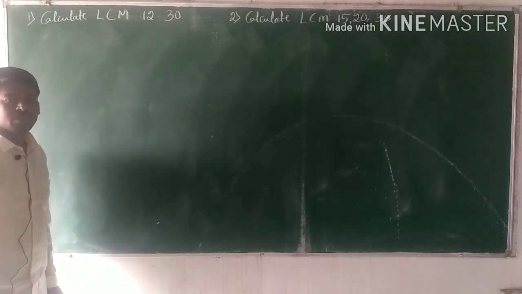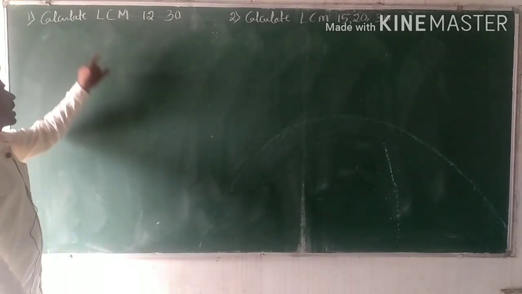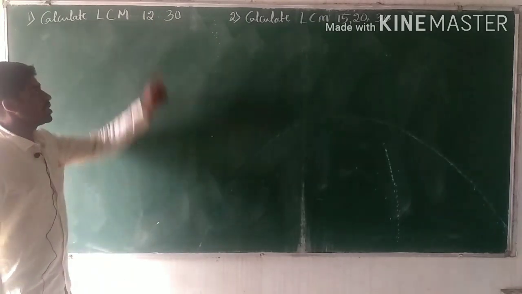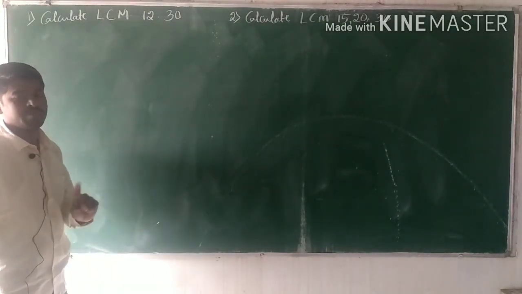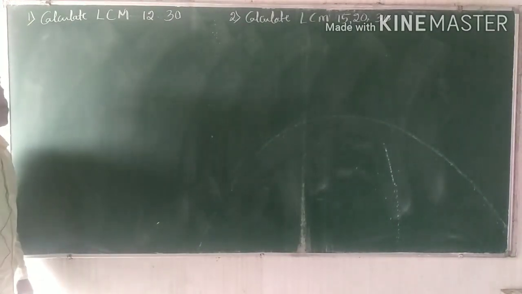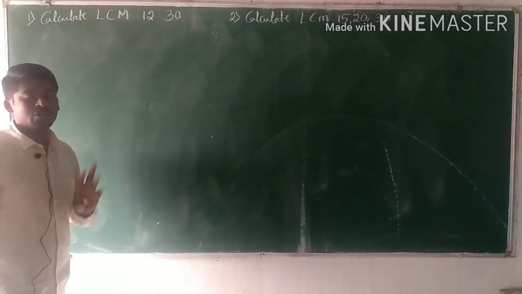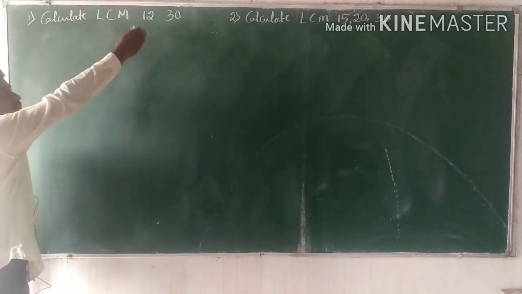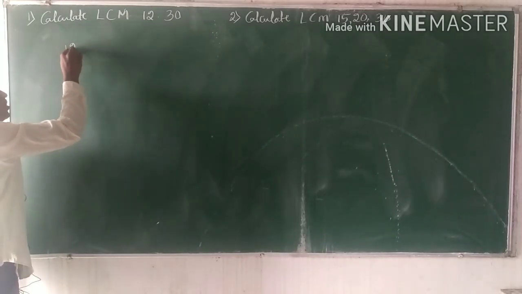Today I will show you simple problems in the factorization method. First, we are going to calculate the LCM of 12 and 30. This is the factorization method; the division method I will show you in later classes. In the factorization method, we take individual values, not combined. 12 is separate and 30 is separate. First, we calculate for 12.